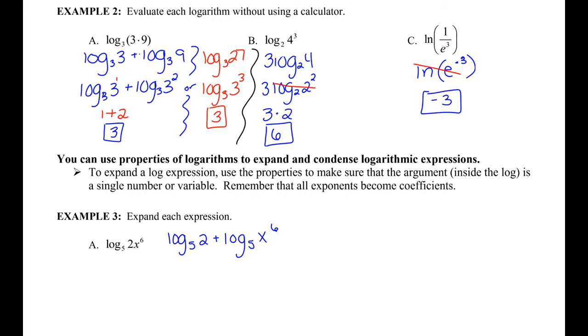So my first term is good. It only has one number inside of the log. The second log, we need to change the exponents. So we have log base 5 of 2 plus, we're going to bring the exponent down to be 6 log base 5 of x. And that will give us our expanded form of the log. We will look at all of the other examples tomorrow in class.